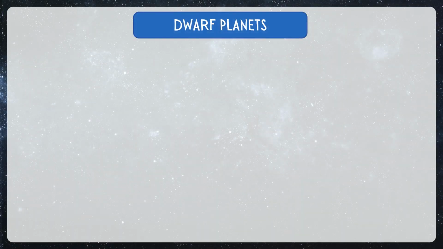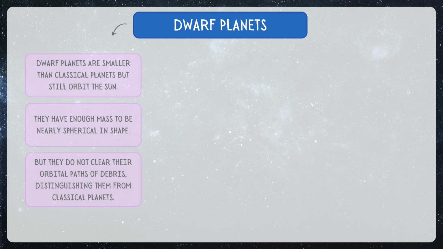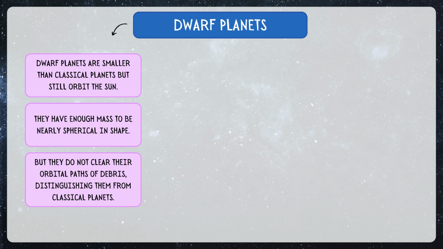In today's lesson, we delved into the concept of dwarf planets within the context of space physics. You learned that dwarf planets, unlike the 8 classical planets, are smaller celestial bodies that orbit the Sun and have enough mass to form a roughly spherical shape. However, they have not cleared their orbital paths of debris.